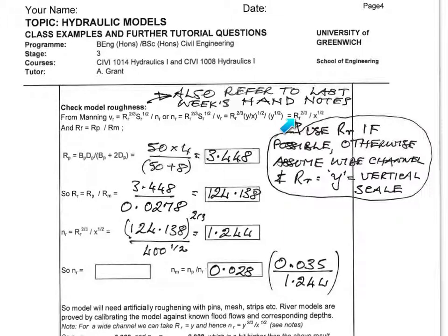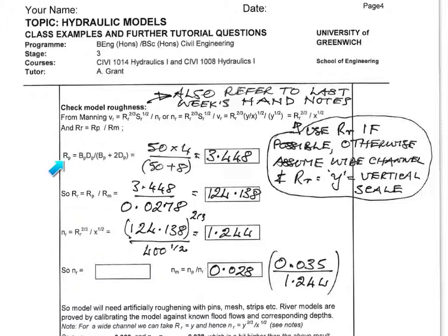And if we had assumed a wide channel, then we could just use the vertical scale here, y to the 2/3 x to the half. But in these problems, if it's feasible to calculate the ratio of the hydraulic radii as it is in reality, it's better to do so than to use a wide channel approximation, unless of course we've been told that the channel can be assumed as wide, which we weren't in this case.